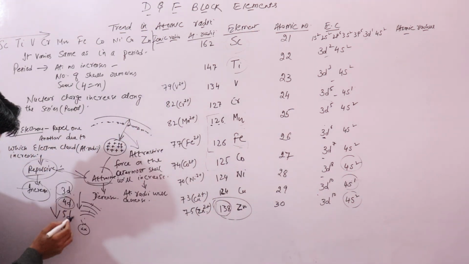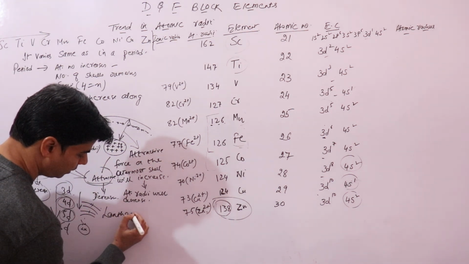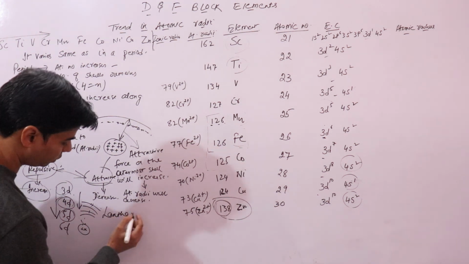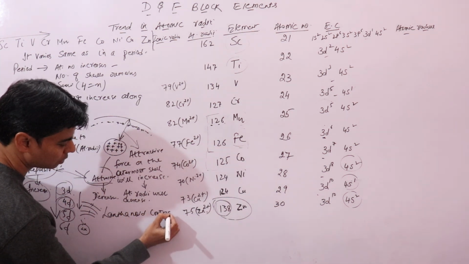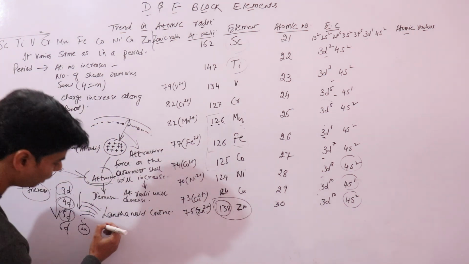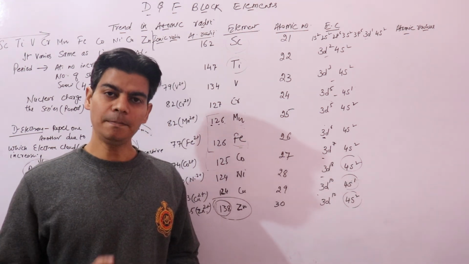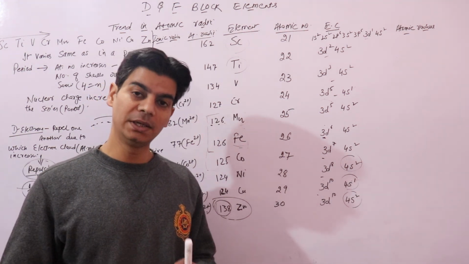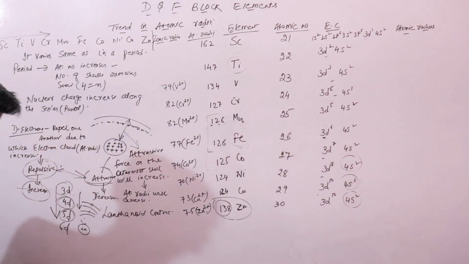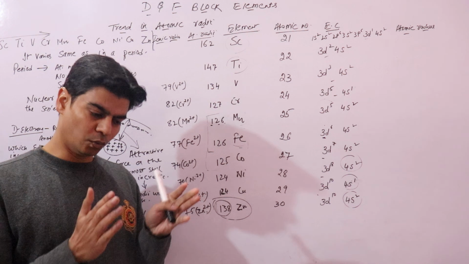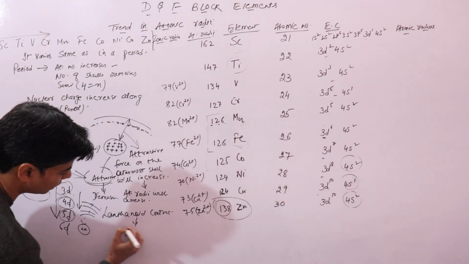Now what could be the reason? The reason is lanthanoid contraction, which we will study in a different lecture, when we will do this lanthanoid contraction in detail. Lanthanoid contraction is the decrease in atomic volume with increasing nuclear charge. Your nuclear charge is increasing as you move down the group, but your atomic volume, or sorry, your atomic radii is decreasing. This is your lanthanoid contraction.